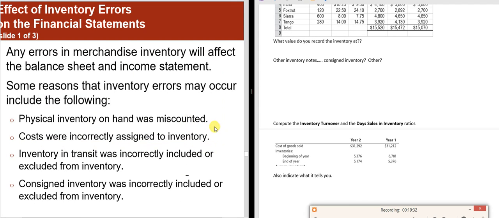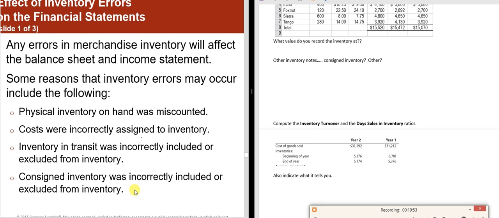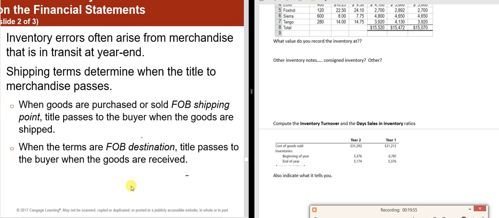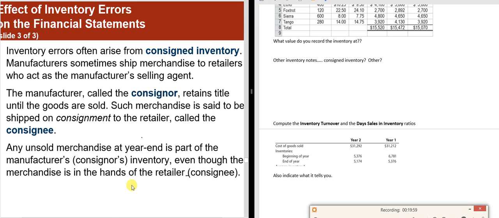Okay, so errors. People make errors all the time. We talked about FOB destination, FOB shipping point. Items on the road, it's very easy to miss items on the road. Consigned inventory is when someone else sells your goods, so they're at another location. So sometimes those are easy to forget. And sometimes you just miscount it. If you've ever made an addition error or something, you can do that. Okay, that's the FOB.